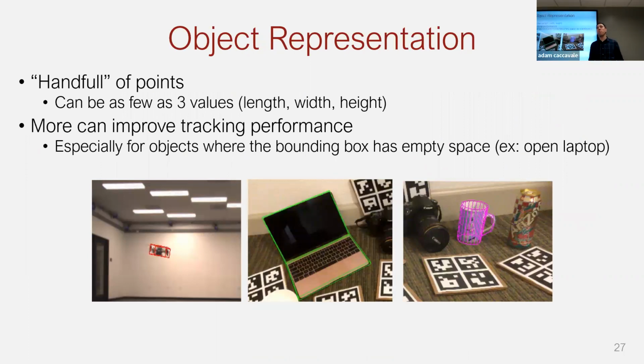And so the object representation used for MSL-RAPTOR, I mentioned, could be as little as just knowing the length, width, and height of the object you're looking to track. However, there is some flexibility built into this framework. So if you have more information, you can use it. And you can imagine an open laptop isn't really well represented by a 3D bounding box because there's a lot of empty space there. But by adding just a few more points, you can much more tightly capture the shape of the object, which helps improve tracking. Now you can take this to the extreme and eventually have a huge dense point cloud of the object, but that is defeating the purpose of this lightweight algorithm.